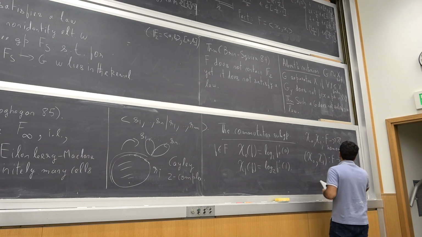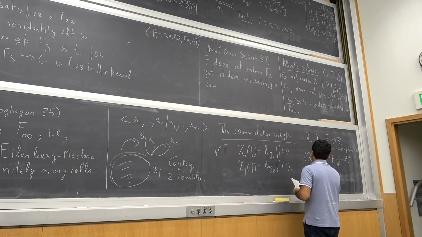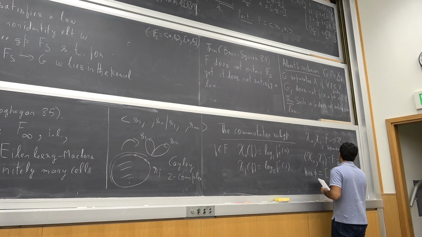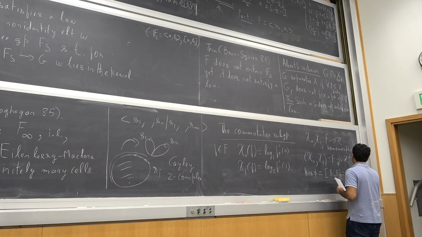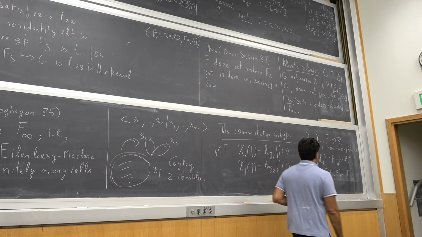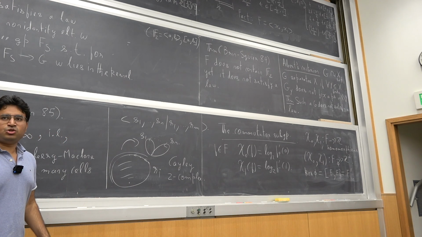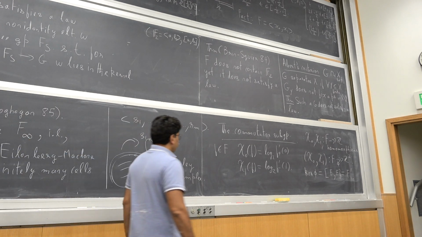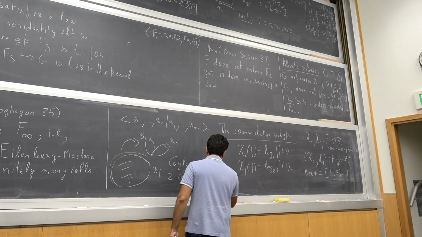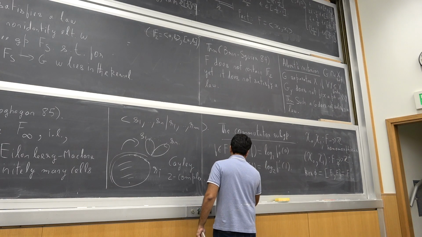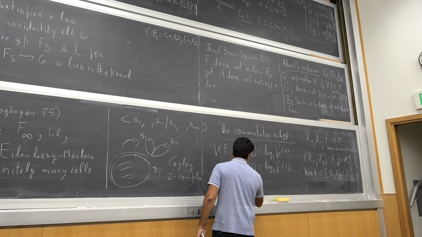If I call this homomorphism phi, then the kernel of phi is the derived subgroup of F, or the commutator subgroup. This is very easy to check. And the key proposition here is that F prime is simple.